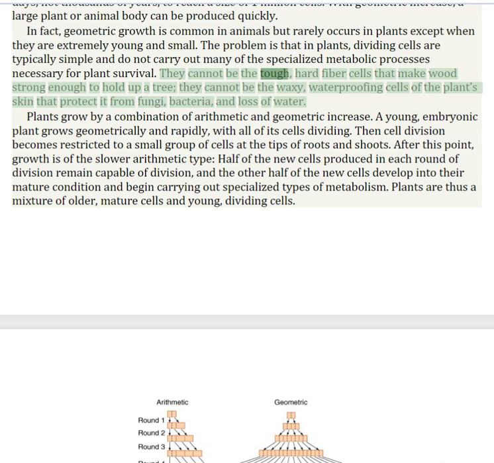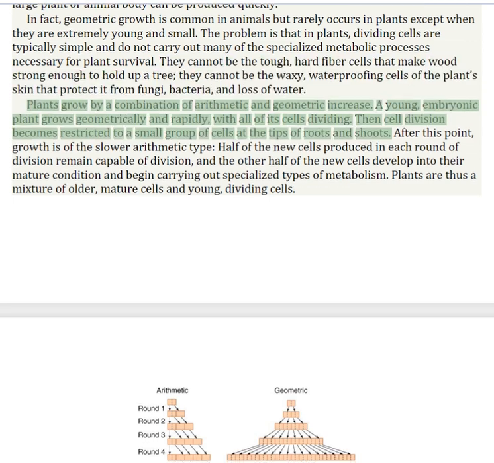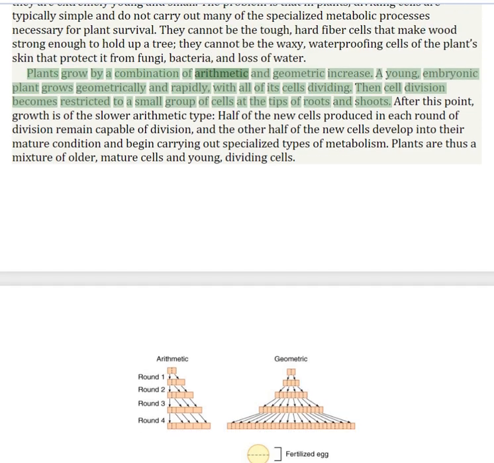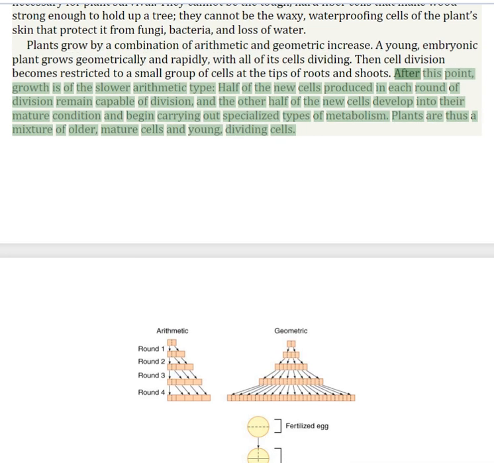They cannot be the tough, hard fiber cells that make wood strong enough to hold up a tree. They cannot be the waxy, waterproofing cells of the plant's skin that protect it from fungi, bacteria, and loss of water. Plants grow by a combination of arithmetic and geometric increase. A young, embryonic plant grows geometrically and rapidly, with all of its cells dividing. Then cell division becomes restricted to a small group of cells at the tips of roots and shoots. After this point, growth is of the slower arithmetic type.